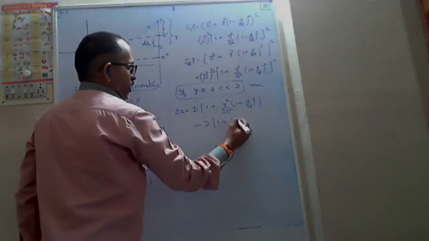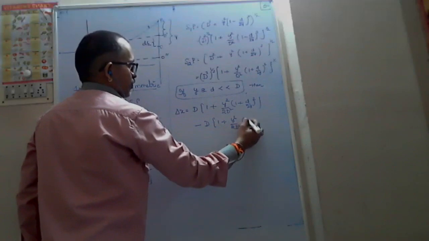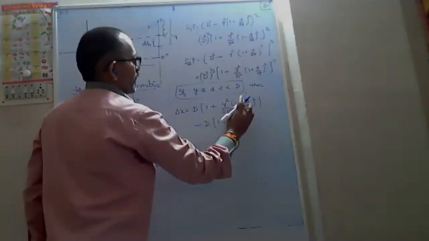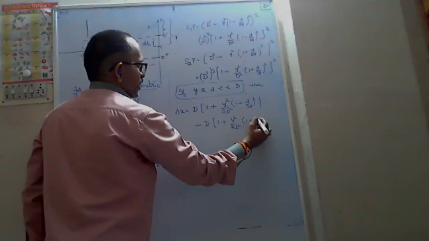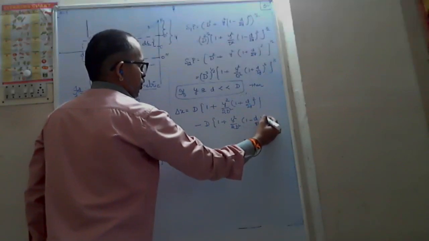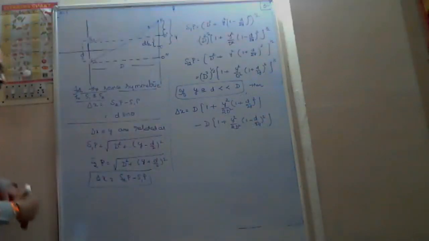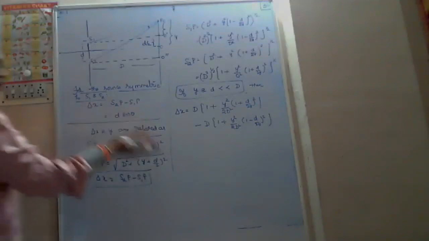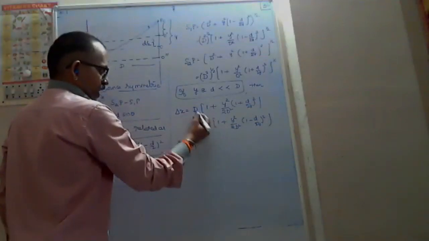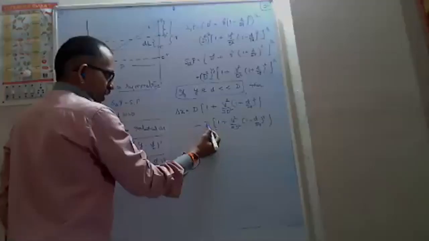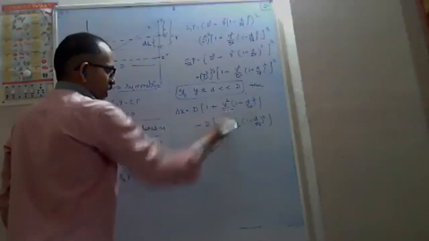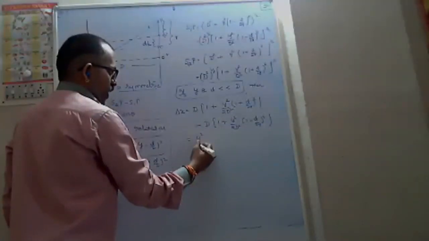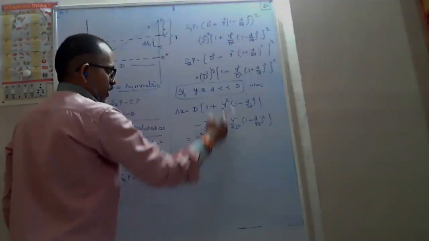Square by 2d, 2d into 1 square, minus d by 2y whole square. That is 1 minus d by 2y whole square. Now if you expand, d will cancel. D into 1 d, cancel. D cancel. Then you will get y square by 2d square, common in both.